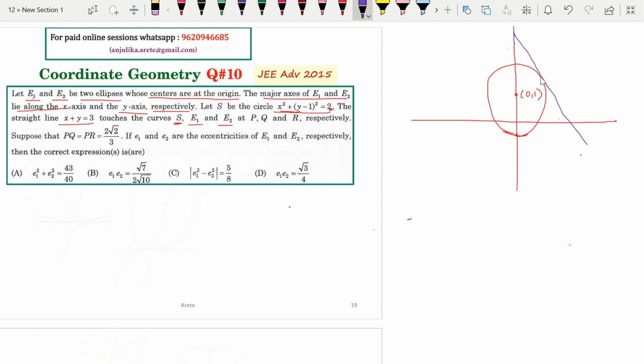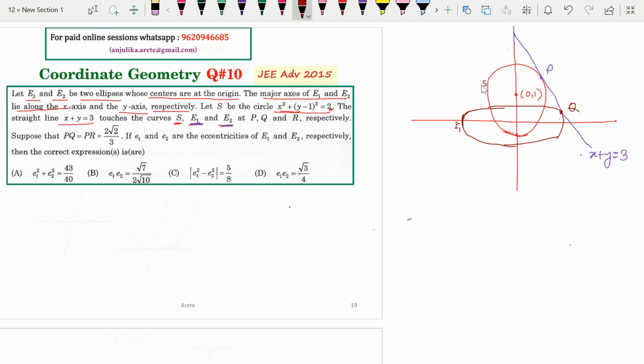Okay, so this is the point P, which is where the line is tangent to the circle. Then this line also touches E1 and E2. What is E1? It has its major axis along the x-axis. So let's try drawing an ellipse, and let us make it touch here. I hope it looks like an ellipse to you. So this point, they are saying, is Q, where the line touches this ellipse, E1.